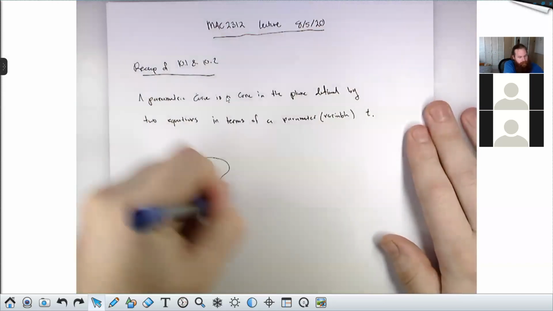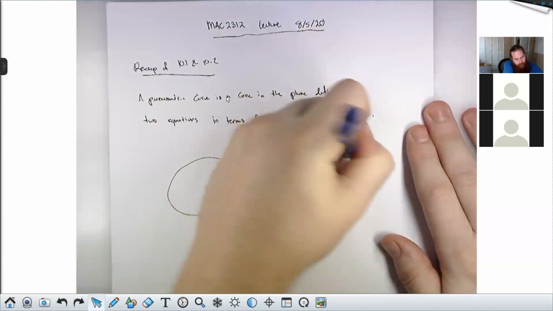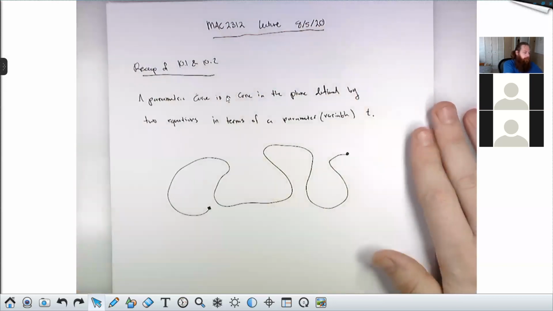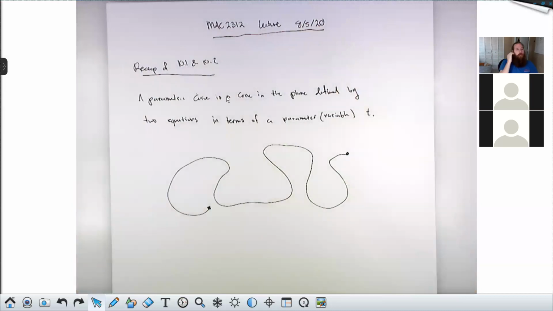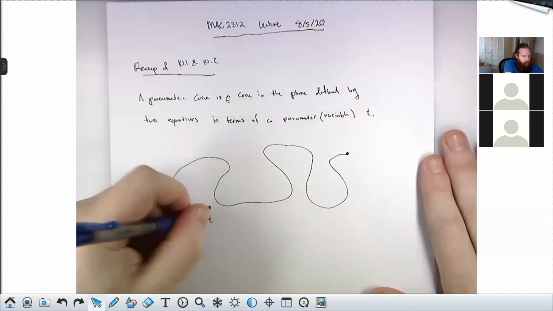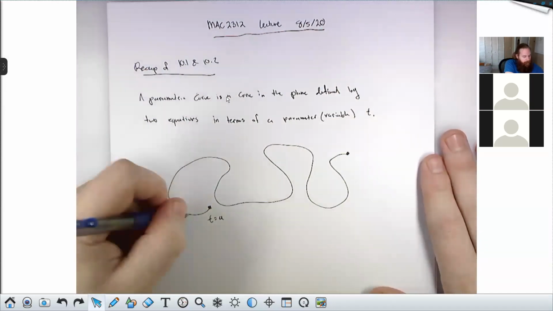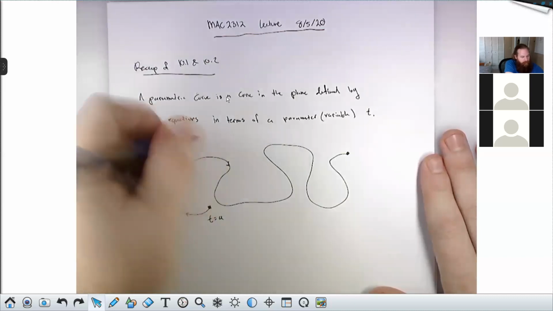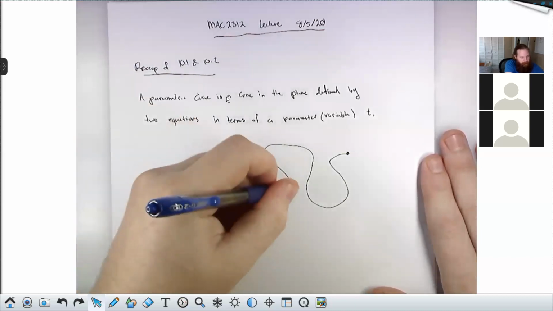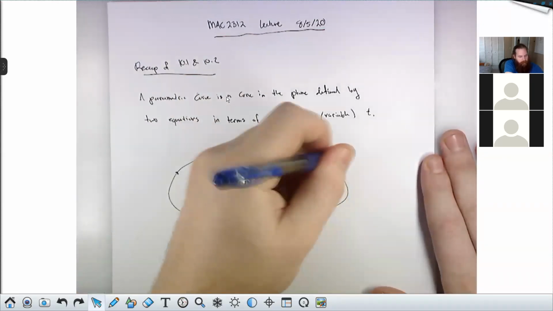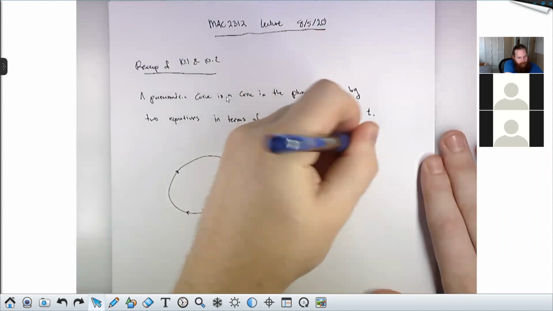And the nice thing is that you can get all sorts of weird shapes out of these. Usually the way we think about it is I drop a little guy down on the page here, and you think of it as an ant. I set him down here at time t equals a, and then he walks along this path as t increases until eventually he finds his way over here at time t equals b.